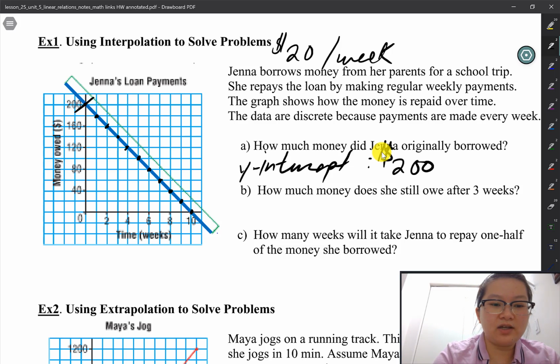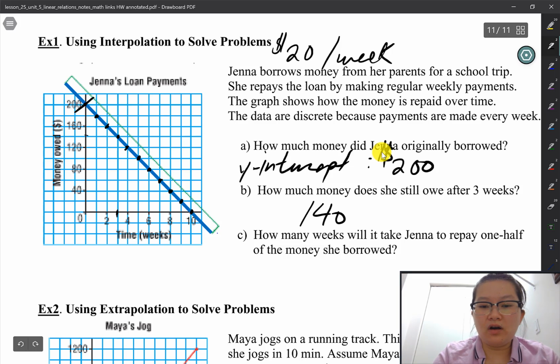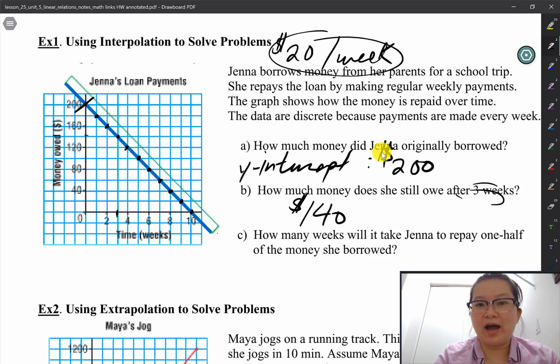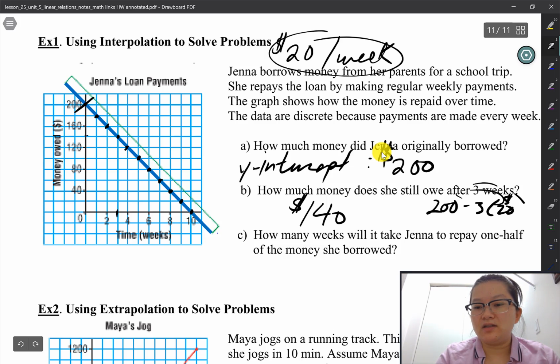How much money does she owe after 3 weeks? We can directly use this graph to answer this question. At 3 weeks, she still owes halfway between 160 and 120, which is $140. Or you can use this rate over here. After 3 weeks, she's going to pay $60 back. 200 minus $60 is going to give you $140. So I can write it up here: 200 minus 3 times $20. This is 140.